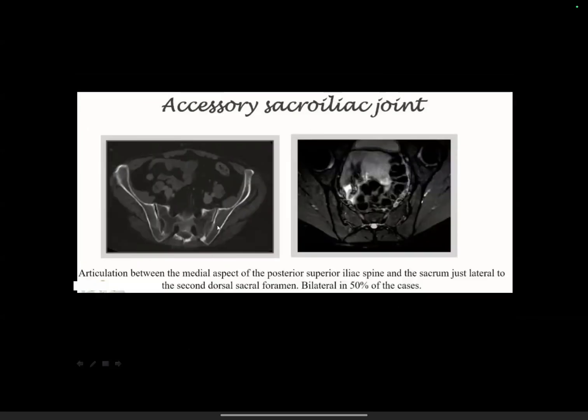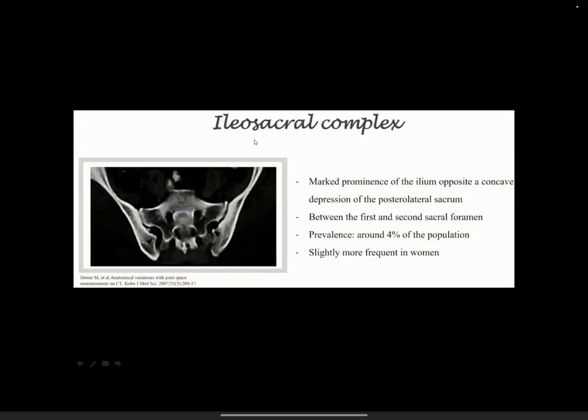So this is an image showing an accessory sacroiliac joint. Classically, it's seen at the S2 foramina level, and here we are seeing this accessory fusion of the sacroiliac joint. So this is an accessory sacroiliac joint. There is no marrow abnormality or sclerosis corresponding to this, and it's an anatomical variant.